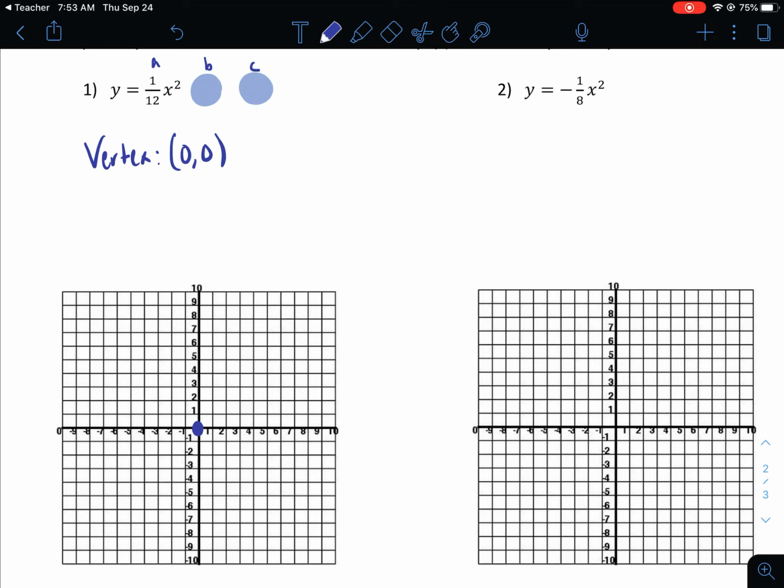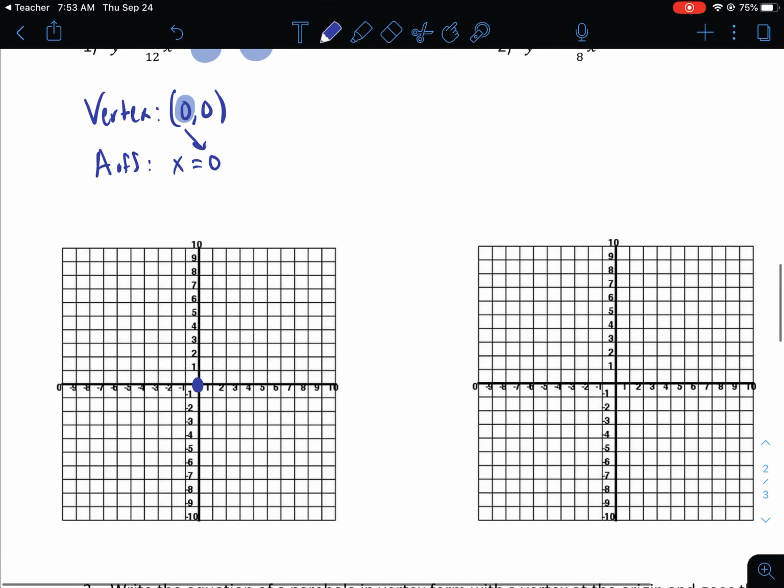Okay, my axis of symmetry, because it's just x equals this value right here. My axis of symmetry is going to be x equals 0. Should be the same as the x point in your vertex. Okay. And so we represent the axis of symmetry. It's going to be kind of hard to see, but basically it's a dashed line that runs through the middle of the parabola.